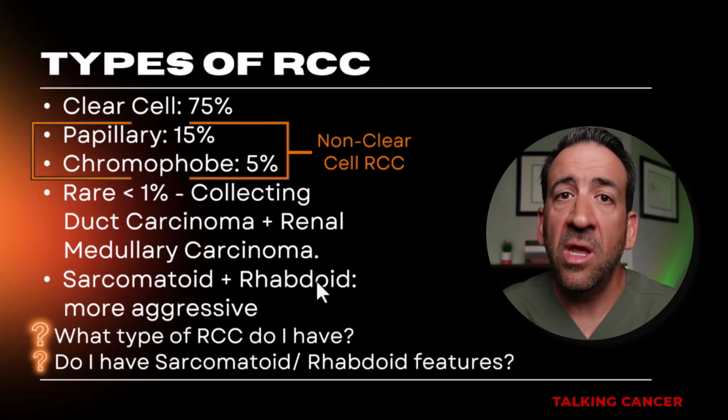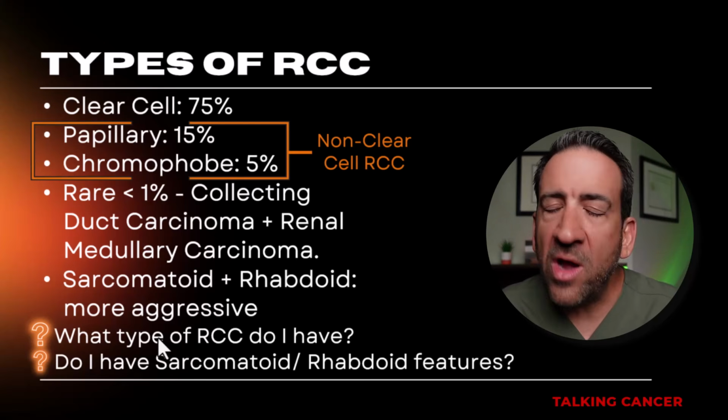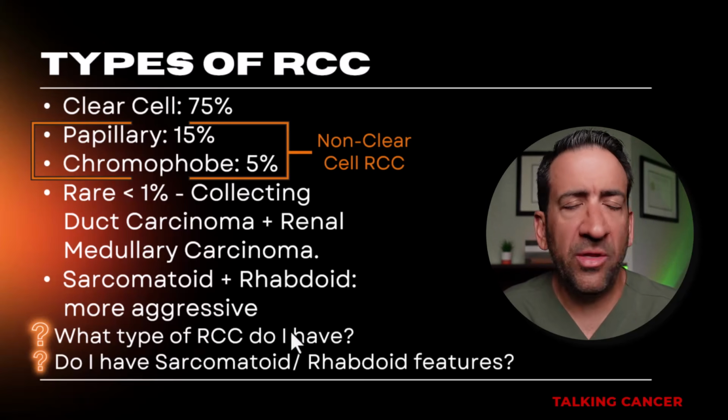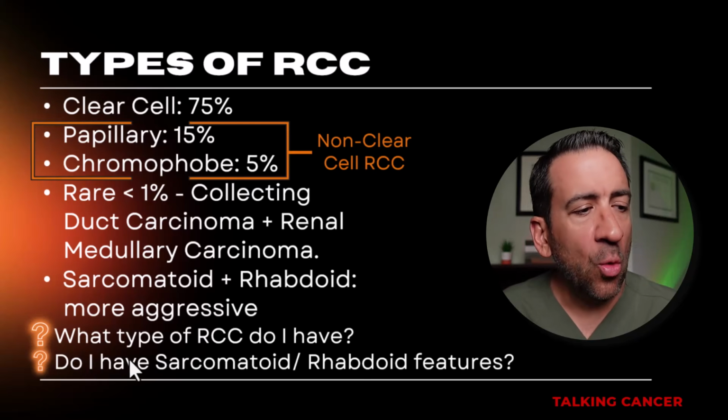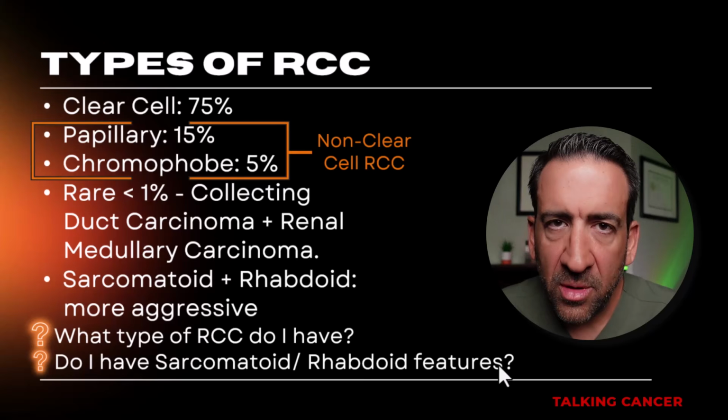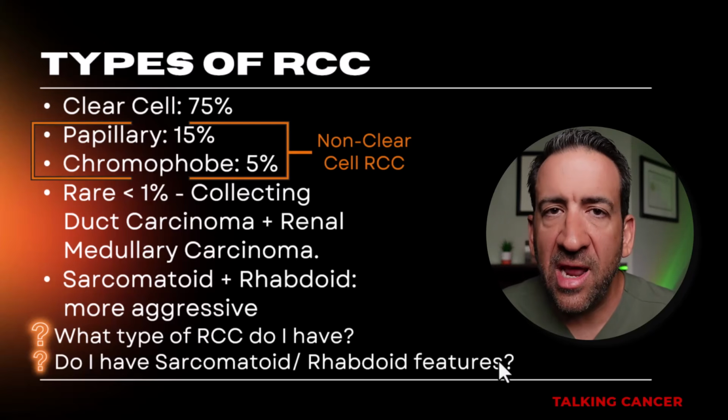And that's the reason you need to know this. So the questions that I would ask here are: what type of renal cell carcinoma do I have, and do I have a sarcomatoid or rhabdoid feature? Those are the questions that you need answered.